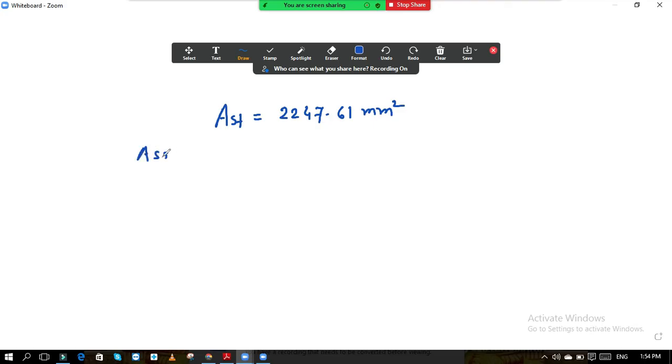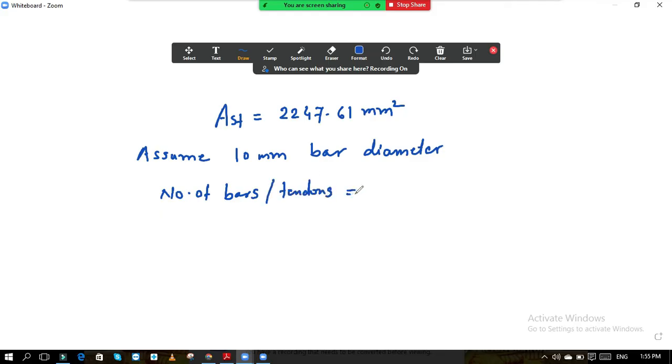Assume 10 mm bar diameter. Now calculate the number of bars, or number of tendons. Number of bars is 2247.61 divided by pi by 4 into 10 square. Assume 10 mm bar diameter. So let me know the answer. How many bars are required?